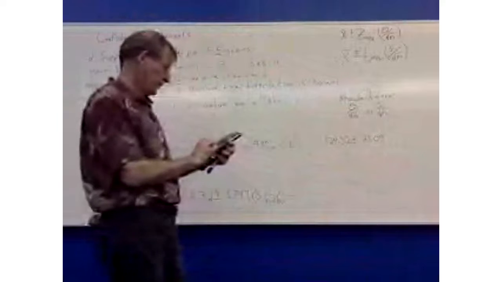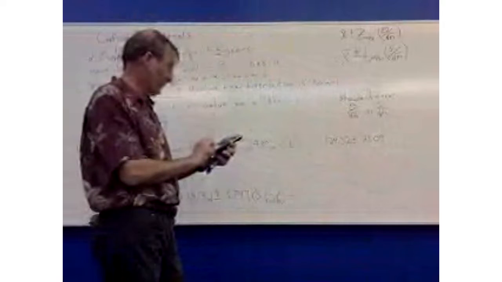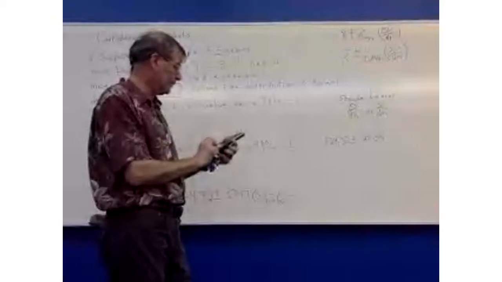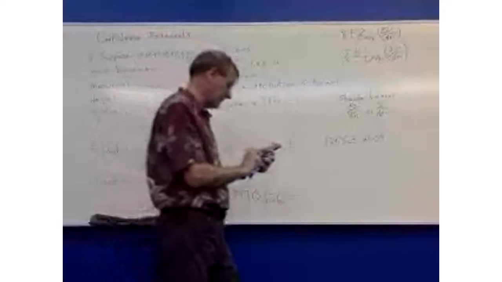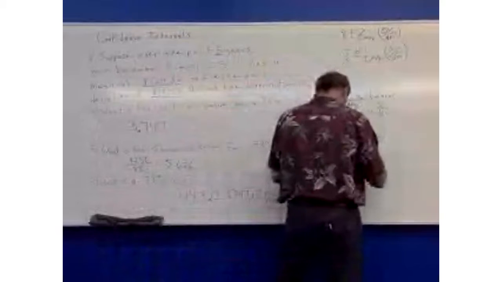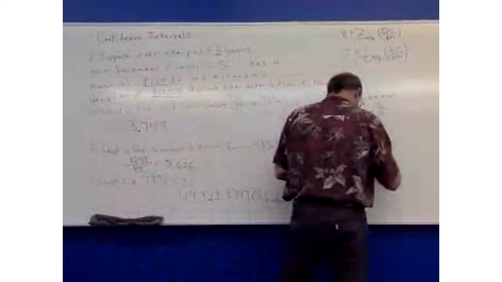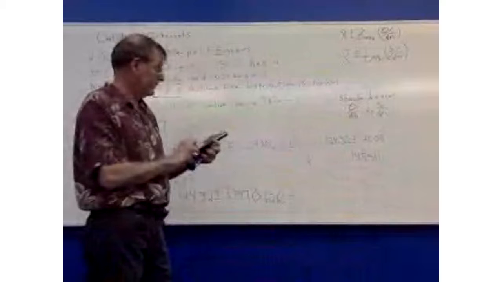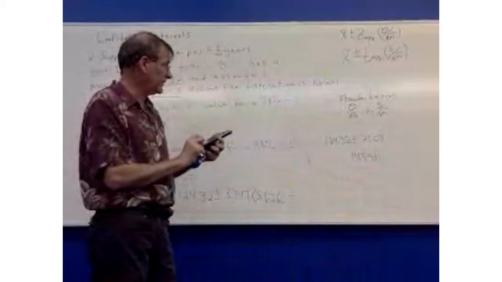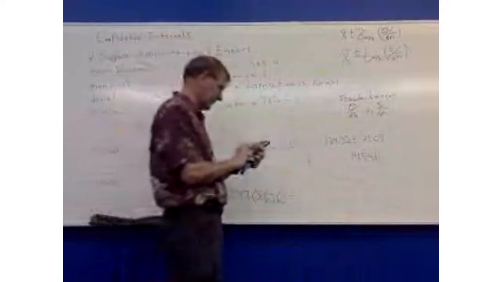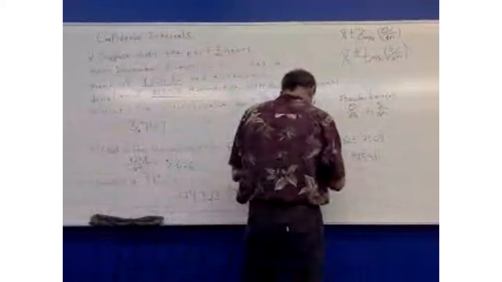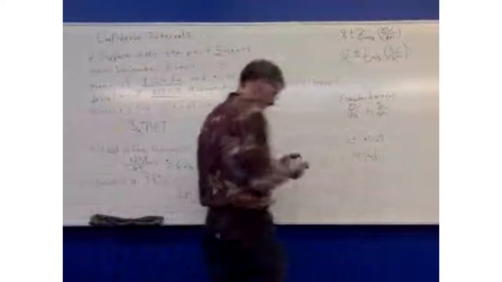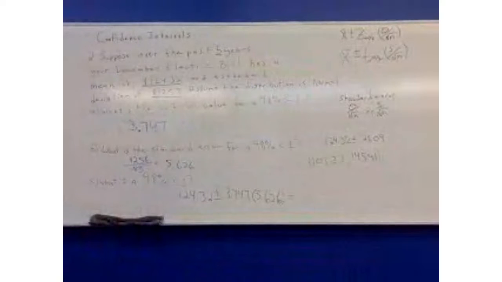So this is going to be 124.32 plus 21.09, 145.41, and 124.32 minus 21.09, 103.23. Okay. Okay, there's the confidence interval.